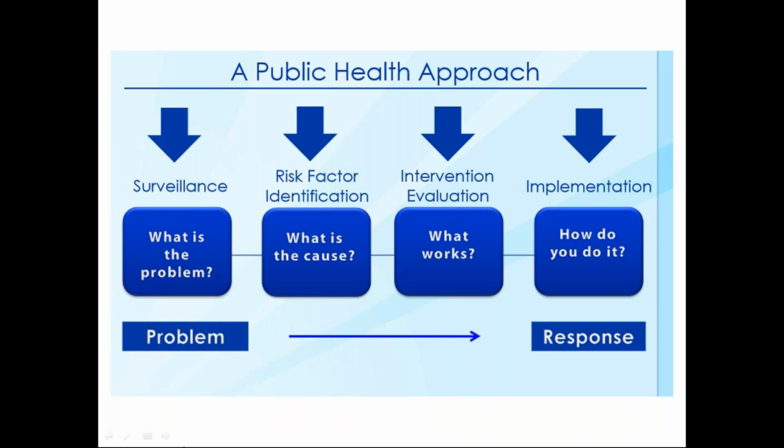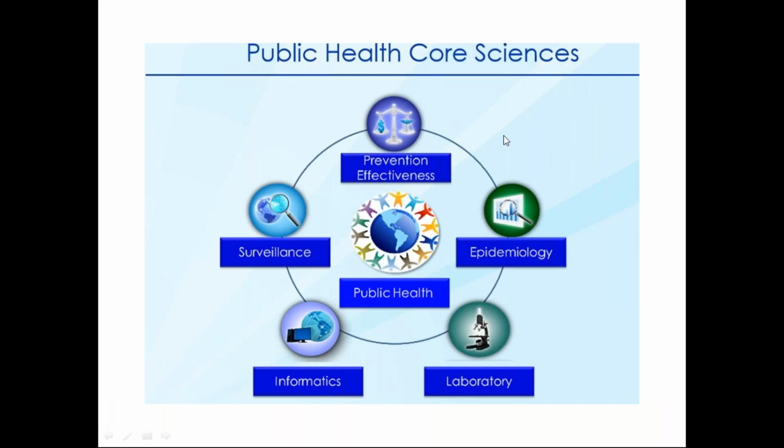Implementation, how do you do it? So in epidemiology, you start from the problem, you get to the calculated solution, then you move to a response, then you evaluate. So what are the core sciences in public health? You have the core sciences: informatics, surveillance, prevention effectiveness, epidemiology, laboratory. These are the different components of public health, and each of them is interrelated. Each one needs the other to work.